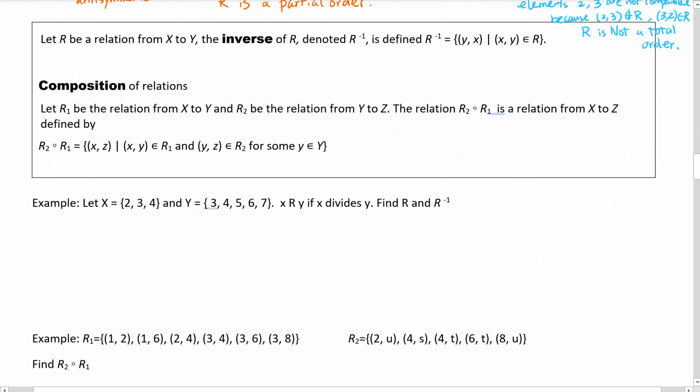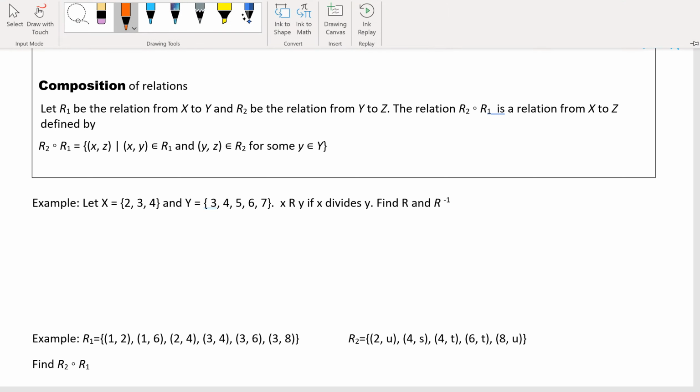Let R be a relation from X to Y. The inverse of R, denoted R inverse, is defined by the pairs (y, x) such that (x, y) is in R. Okay, so let's look at this example first. Let X equal {2, 3, 4} and let Y equal {3, 4, 5, 6, 7}. Define X R Y if x divides y. Find R and R inverse.